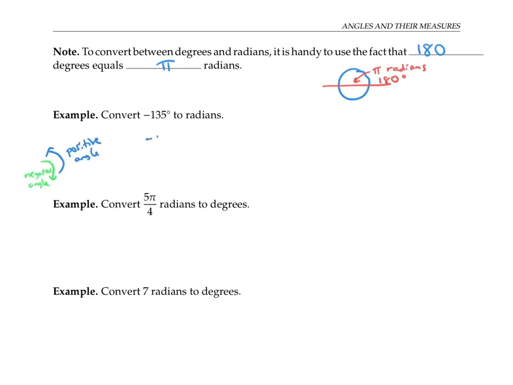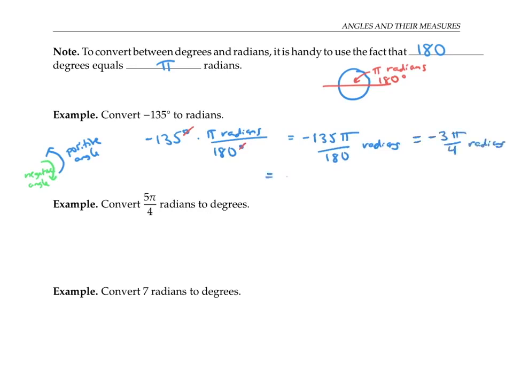To convert negative 135 degrees to radians, I could multiply by pi radians per 180 degrees. Notice that the degrees cancel here, and I end up with negative 135 pi over 180 radians. That simplifies to negative 3 pi over 4 radians, or if I convert pi to a decimal, that's negative 2.3562 radians up to 4 decimals. But usually if the answer is a simple fraction times pi, it's better to leave it in that form rather than convert it to a decimal.